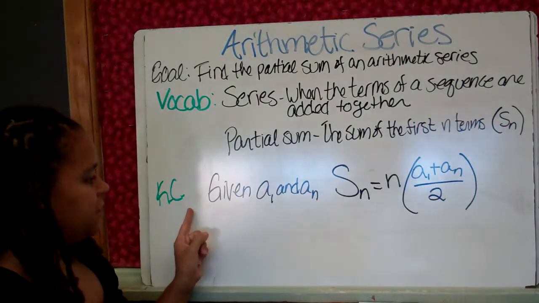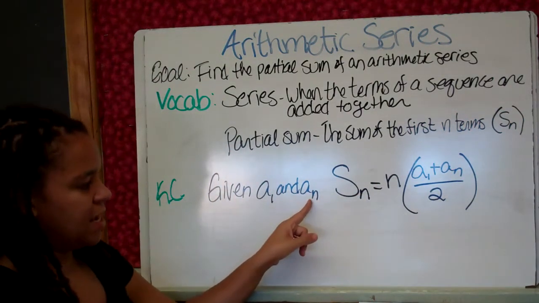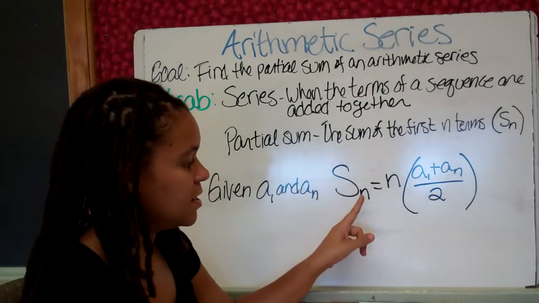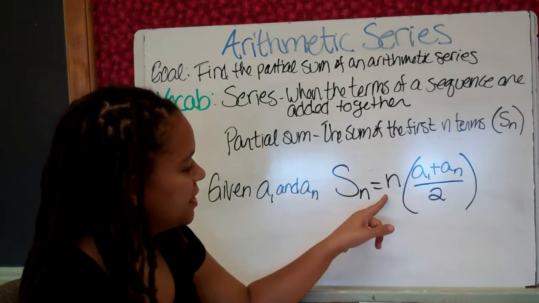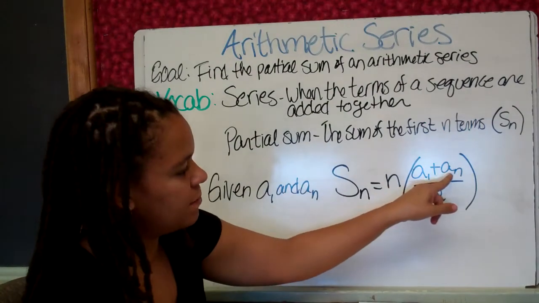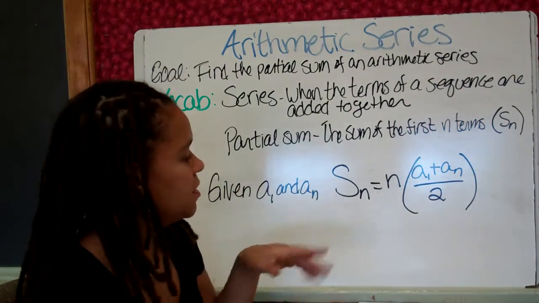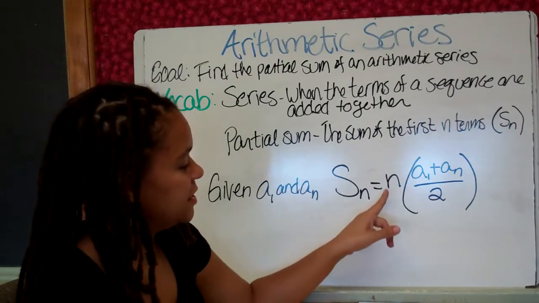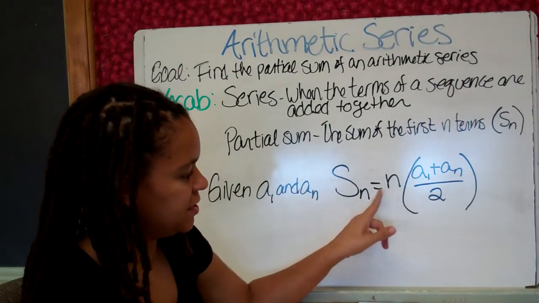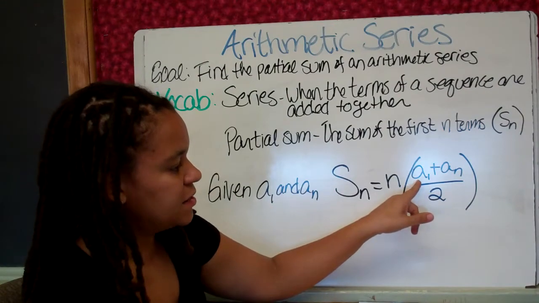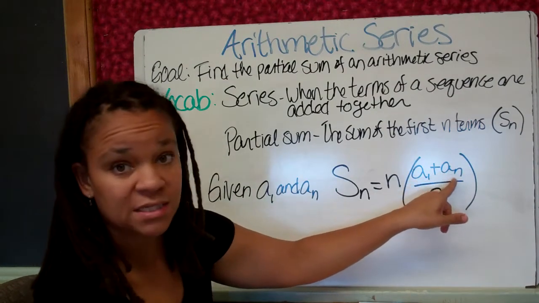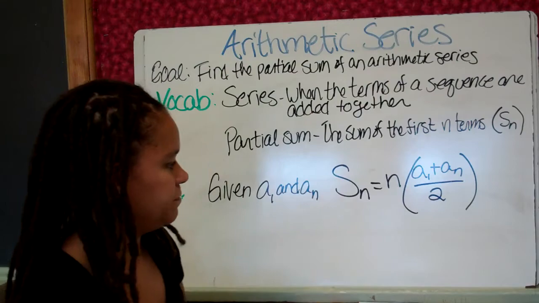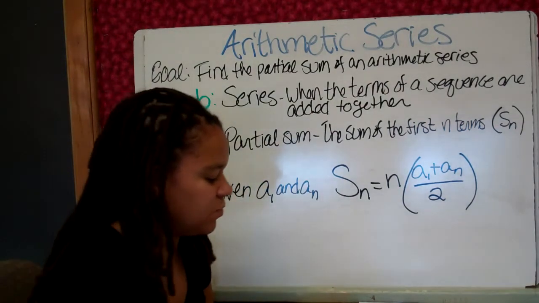So the key concept here is, given a1 and an, the sum s sub n is equal to n times (a sub 1 plus a sub n) divided by 2. That means the sum of the first however many terms is equal to that number of terms, those n's are the same, times the first term plus the last term, divided by 2. So let's see how this works.